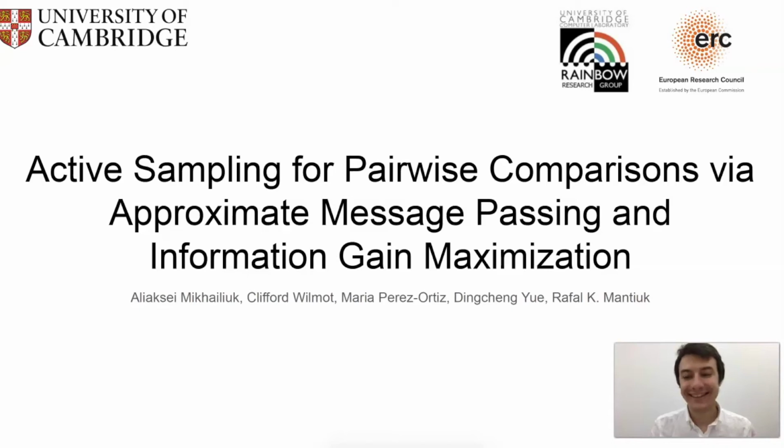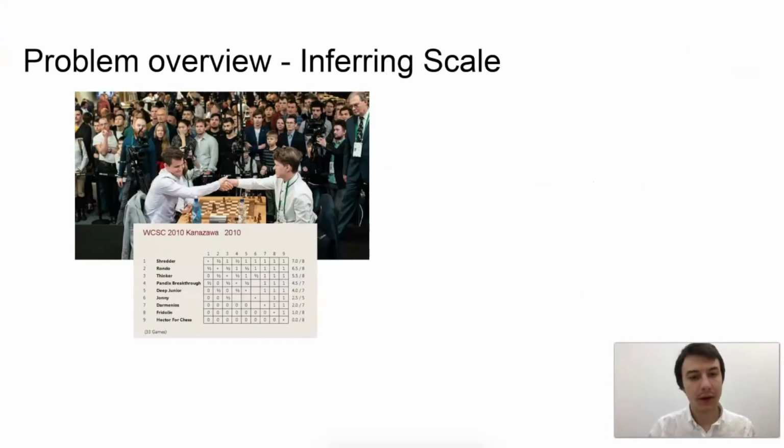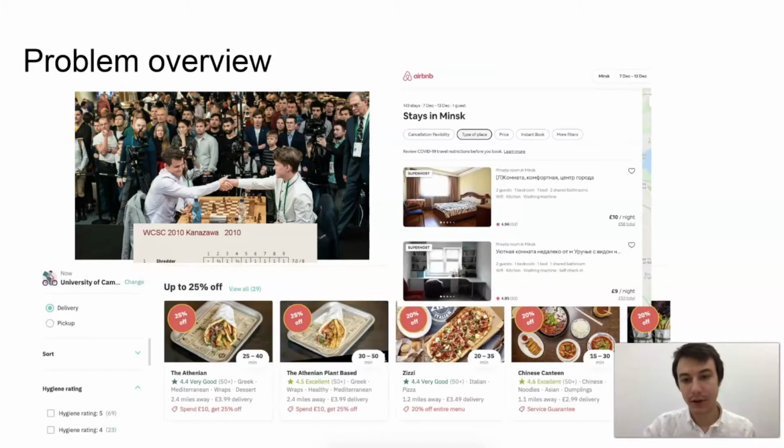Hi, I'm Aliaksei, and today I'm going to talk about our paper called Active Sampling for Pairwise Comparisons via Approximate Message Passing and Information Gain Maximization. Consider, for example, chess tournaments where we want to infer the scale or the ranking of the players in as few games as possible. Similar problems occur in hospitality and restaurant services.